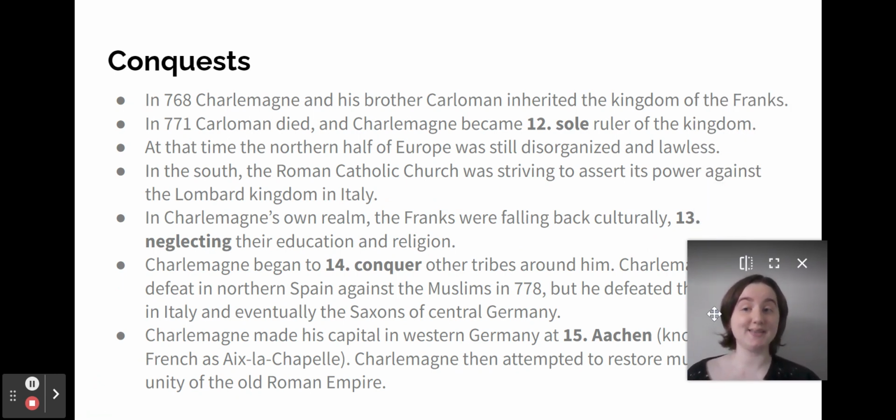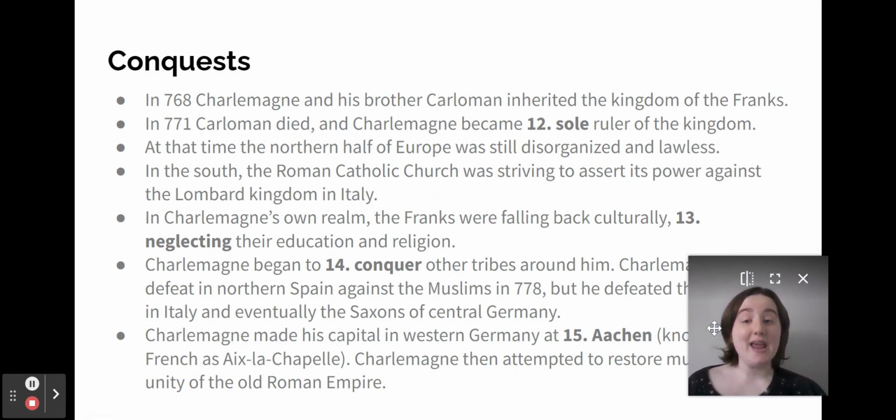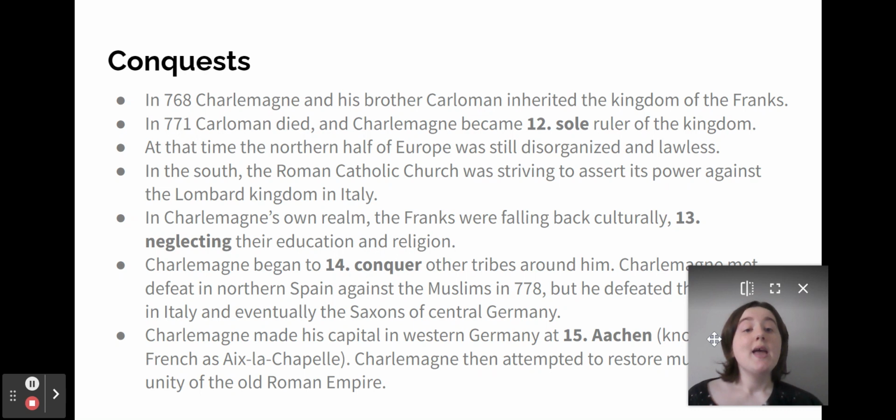So, conquests. In 768, Charlemagne and his brother Carloman inherited the kingdom of the Franks. In 771, Carloman died, and Charlemagne became the sole ruler of the kingdom. At that time, the northern half of Europe was still disorganized and lawless. In the south, the Roman Catholic Church was striving to assert its power against the Lombard kingdom in Italy. In Charlemagne's own realm, the Franks were falling back culturally and neglecting their education and religion.